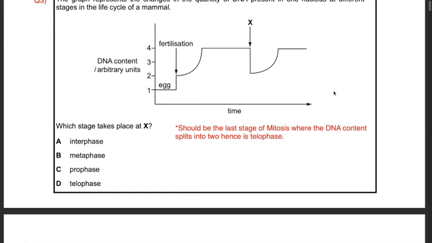Because if you recall the correct order of mitosis, it is prophase, metaphase, anaphase, and lastly telophase. And the last stage of mitosis is telophase. Hence, at telophase, the DNA content splits into 2. Therefore, which stage takes place at X? It is nothing but telophase. Hence, the answer is D.